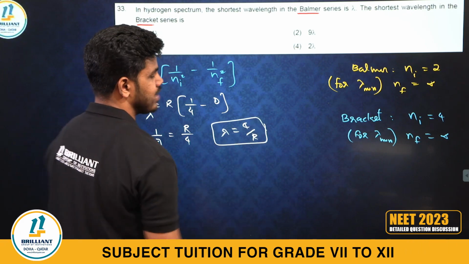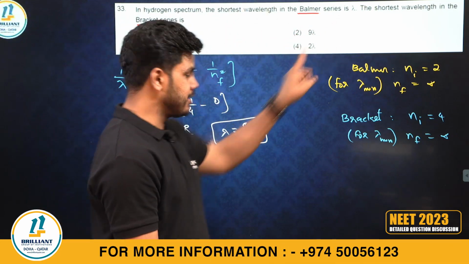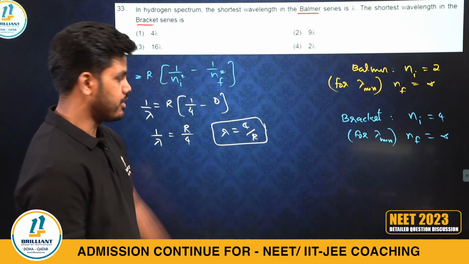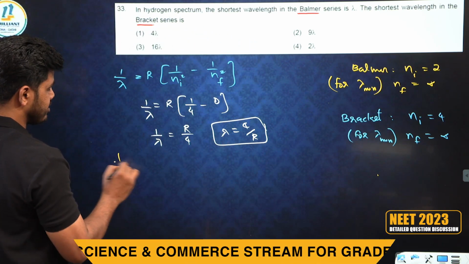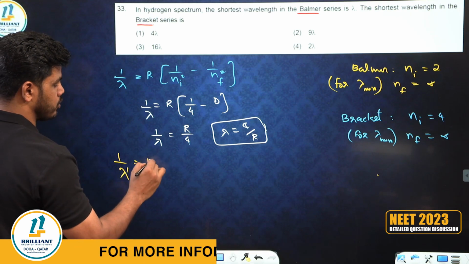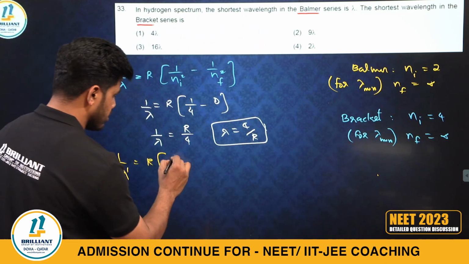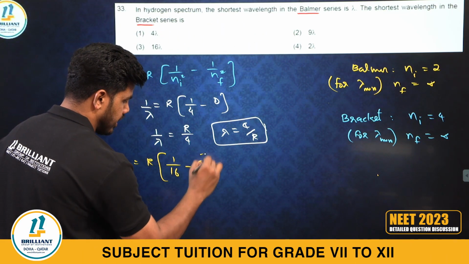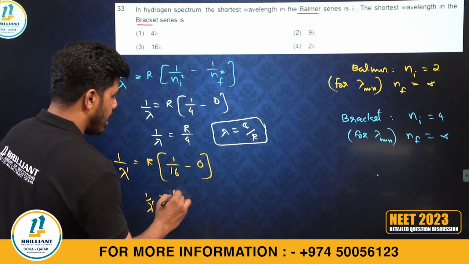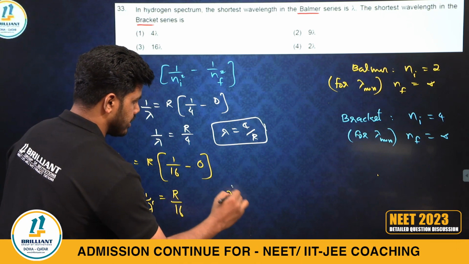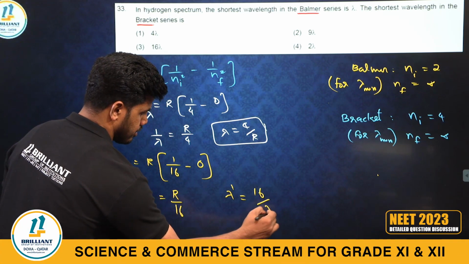The question says the minimum wavelength of the Balmer series is given as lambda, which is 4 by R. Now we try the same thing for the Brackett series, then we'll take the ratio. For the Brackett series, minimum wavelength: 1 by lambda dash is equal to R into 1 by nI square. The initial orbit is 4, so it becomes 1 by 16 minus 1 by infinity, again 0. So we have 1 by lambda dash is equal to R by 16, or lambda dash is equal to 16 by R.